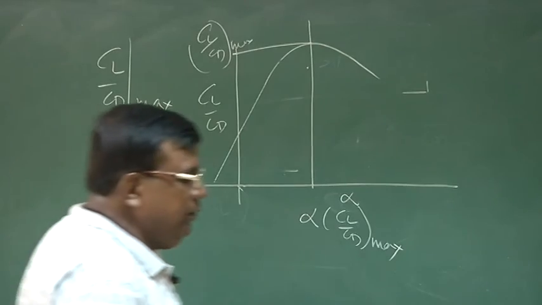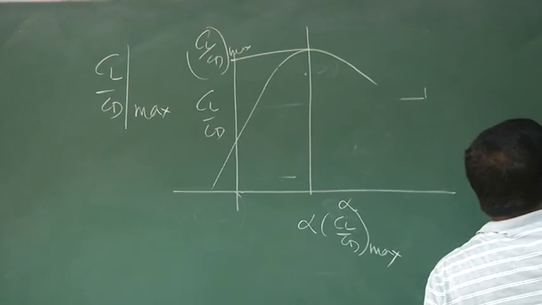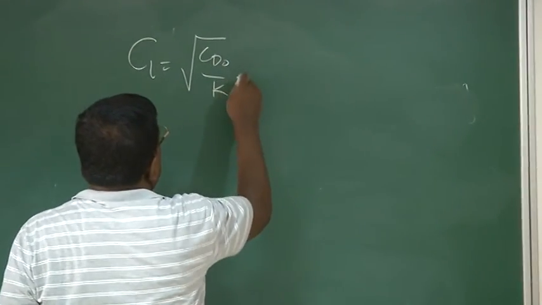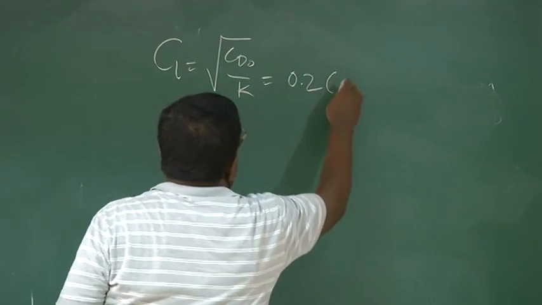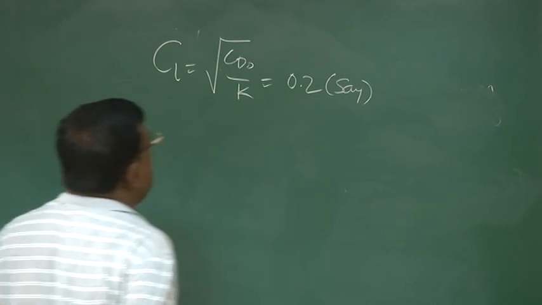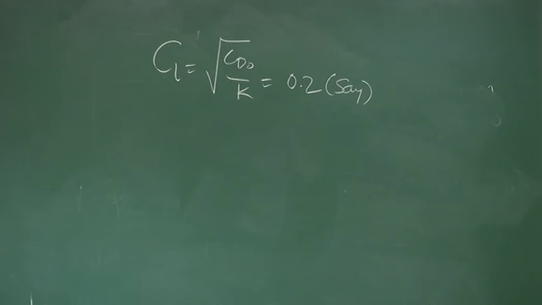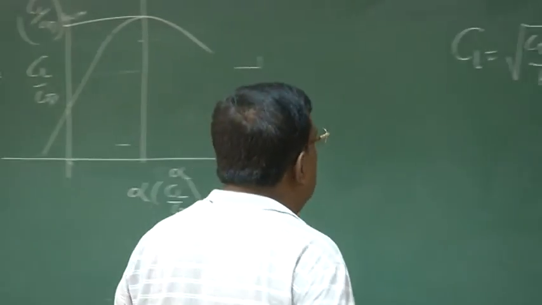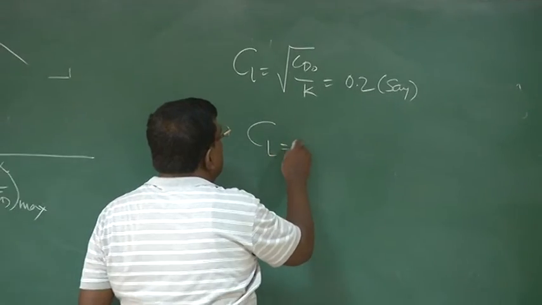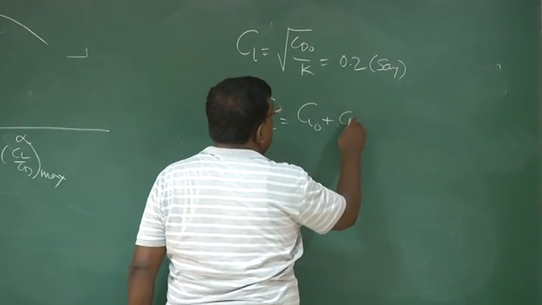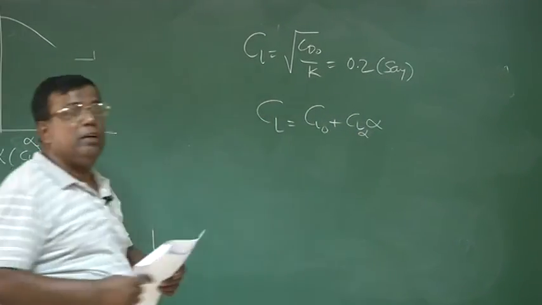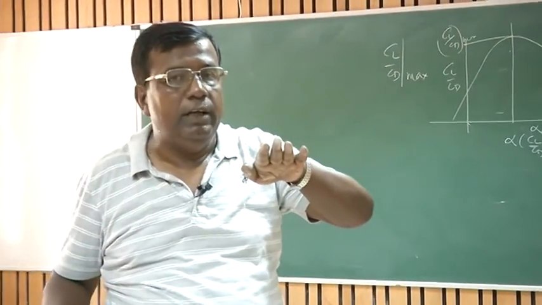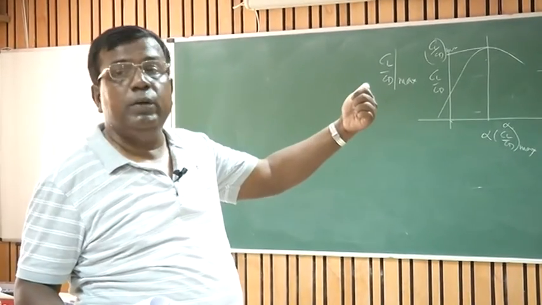Let us understand one thing from the pilot's point of view. Suppose we are telling the pilot to fly at CL equal to under root CD naught by K and it happens to be 0.2, let us say. How will the pilot generate that CL? How do I generate CL for an aircraft? We know CL is CL naught plus CL alpha into alpha. That means the pilot has to rotate the airplane to a requisite alpha so that CL is 0.2.